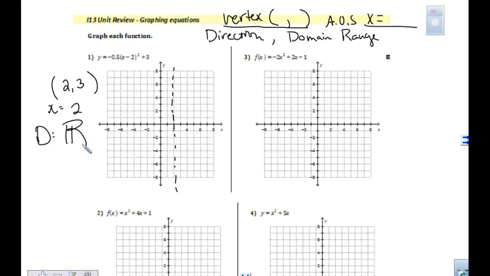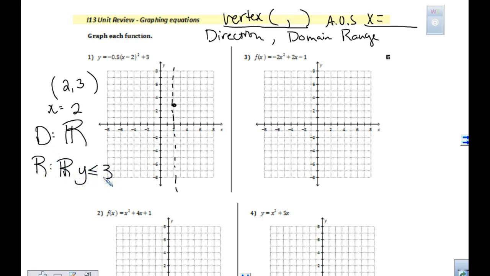Was my parabola going up or down? Going down. So at 2, 3, right, it's kind of wide because it was 0.5. So I had some people that were showing me theirs and they have a really narrow graph. I know that that's wrong right away. What is my range? My range is all reals where y is less than or equal to 3.